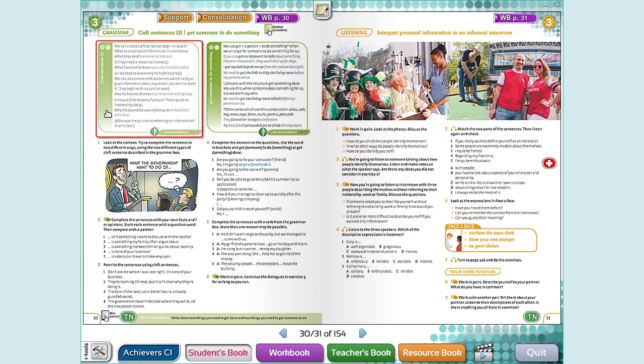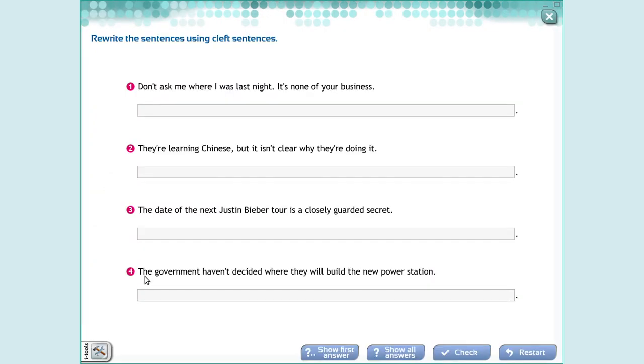And the exercise I want to do with you is exercise 3, okay? Rewrite the sentences using cleft sentences. Remember: where, why, what, how, whoever, whatever, when.